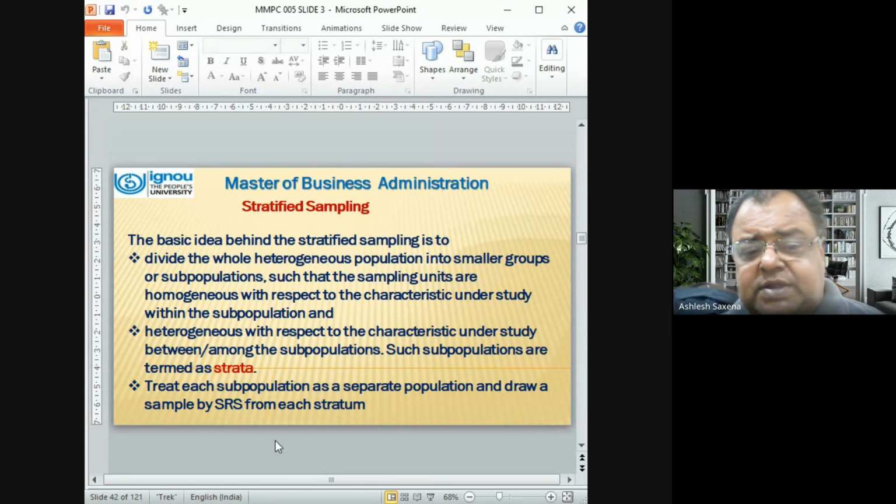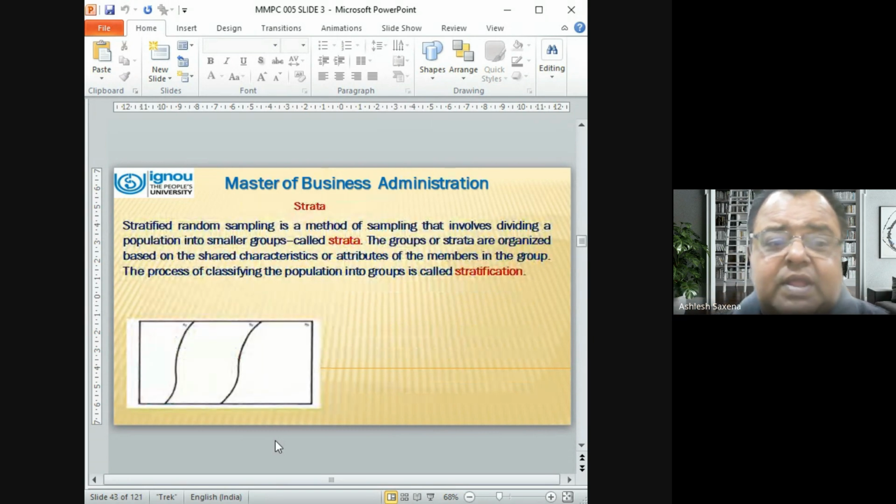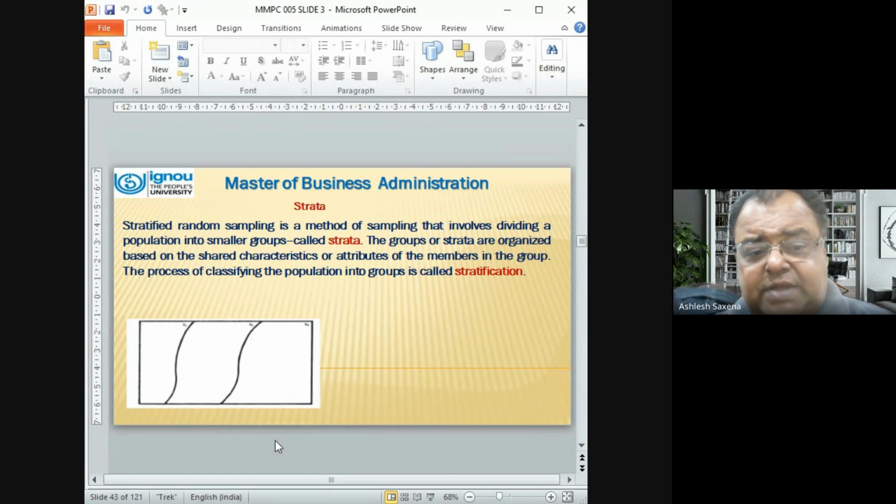Treat each subpopulation as a separate population and draw a sample by SRS from each stratum. Now we'll see how it is done. Stratified random sampling is a method of sampling that involves dividing the population into smaller groups, what we call strata. The groups or strata are organized based on the shared characteristics or attributes of the members in the group. The process of classifying the population into groups is known as stratification. You can see in this figure that the whole population has been divided into three parts.